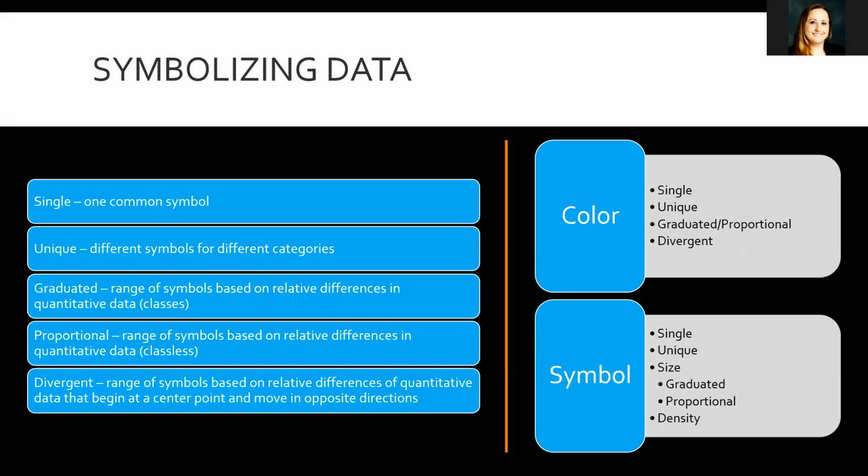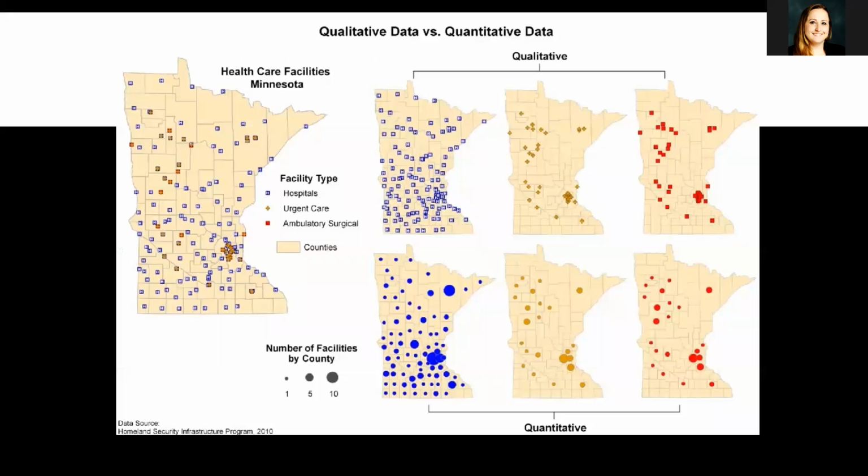Proportional symbols base the symbol size on the data value, just as graduated symbols do, but it's on a continuous scale, which is unlike graduated symbols, so they are not broken into different classes. For example, a single symbol map may have the locations of all the hospitals in a region, like the 3 different qualitative data maps in the CDC example.